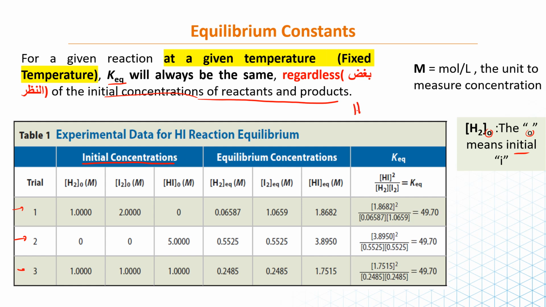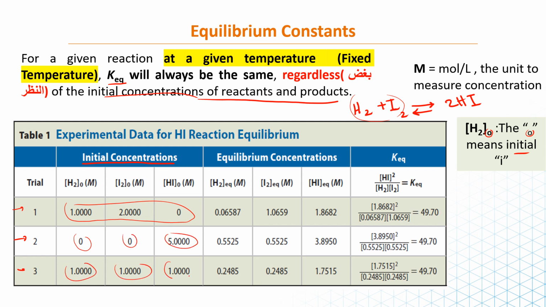So this is the reaction. The reaction is H2 plus I2 gives us 2HI. This is the reaction, and each time I start with different amounts. Look here, I start with 1, 2 and 0. Here I start with 0, 0 and 5. Here I start with 1, 1 and 1. Okay guys? These are the initial concentrations.